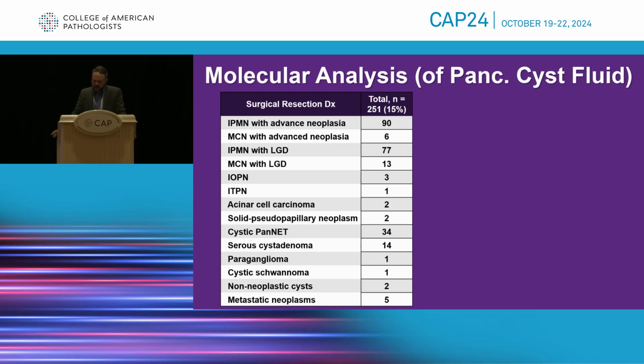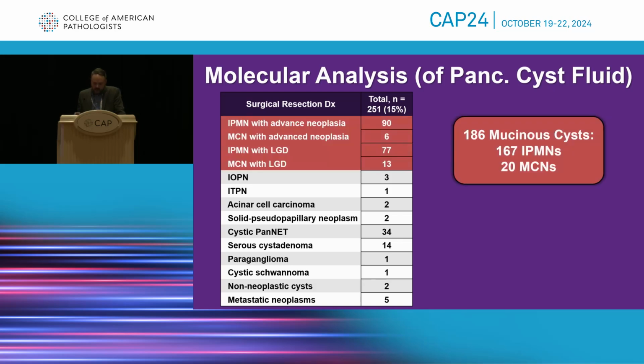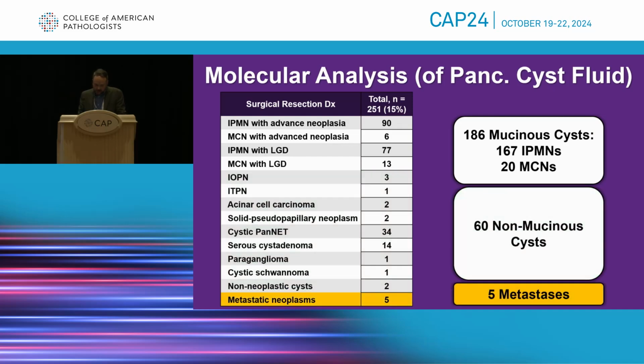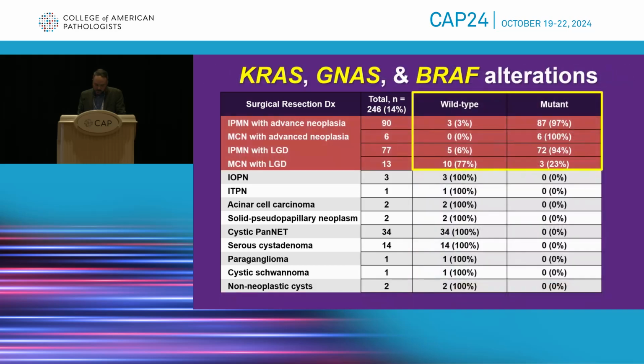And so among the 1,900 cyst patients that were molecularly profiled, the diagnosis follow-up was available for 15%, or 251 patients. And this is a distribution of surgical specimens among those patients. So some had IPMNs with advanced neoplasia, so that would be high-grade dysplasia or beyond. And some had just low-grade dysplasia, and there were a variety of other types of entities as well. So looking at the mucinous cysts specifically, there were 186 mucinous cysts on follow-up, 167 IPMNs, and 20 MCNs. And then there were 60 non-mucinous cysts, and there were 5 metastatic neoplasms.